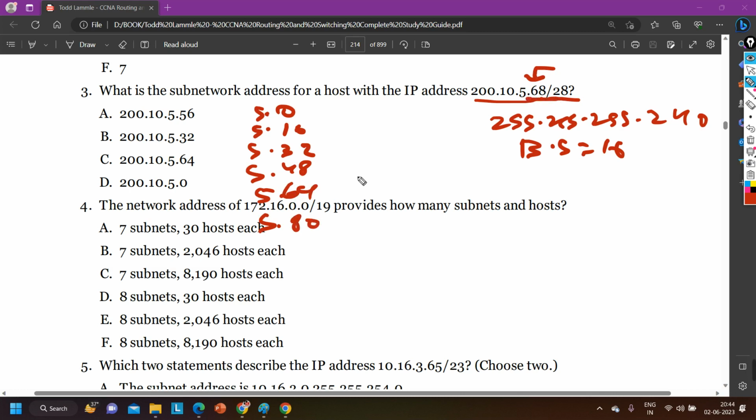So tell me, does this IP address belong to this network or this network? Definitely this network, because this network ends at 5.79. Then only the next network starts from 5.80. So this IP address is in this range. Yes or no? Yes, sir. That means option C is the right answer, not option D.